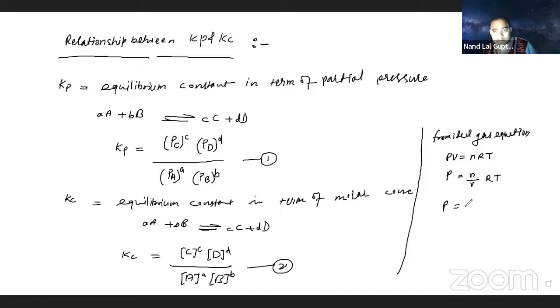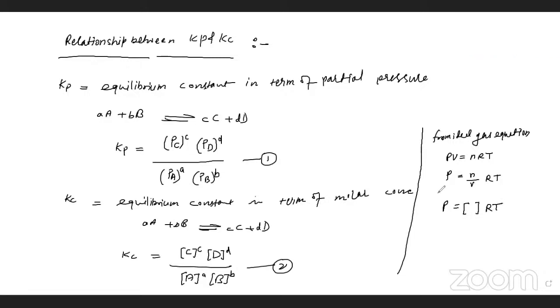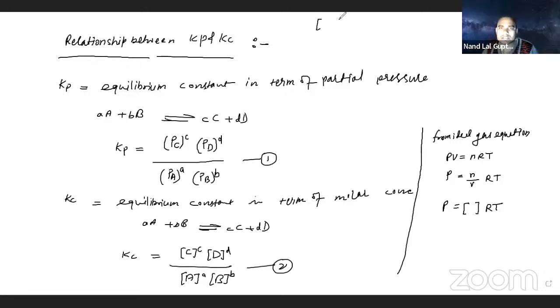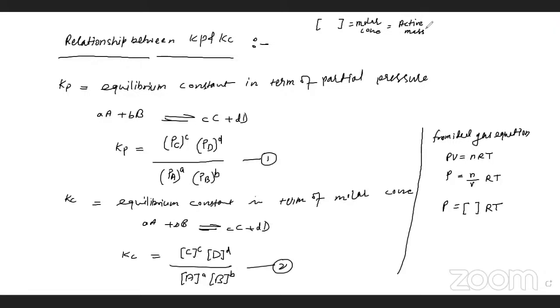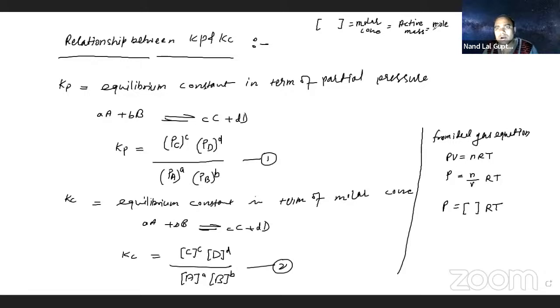This is molarity, the number of moles per liter of volume. So we write it as the square bracket, molar concentration, times RT. Square bracket means molar concentration, also called active mass, that is moles per liter of volume.